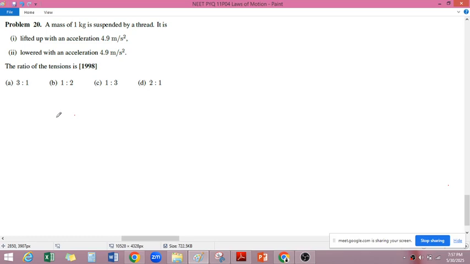A mass of 1 kg is suspended by a thread. It is lifted up with an acceleration of 4.9, and lowered with an acceleration of 4.9. Find the ratio of the tensions. So that means they are giving 2 different situations. Maybe there is no fixed support, you are pulling the rope, something like that.